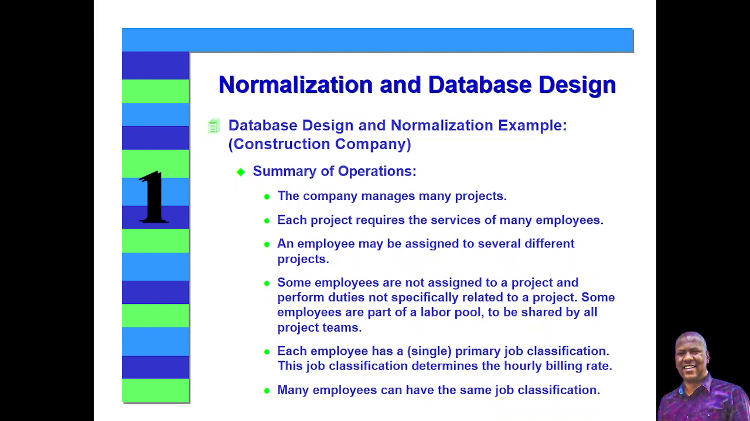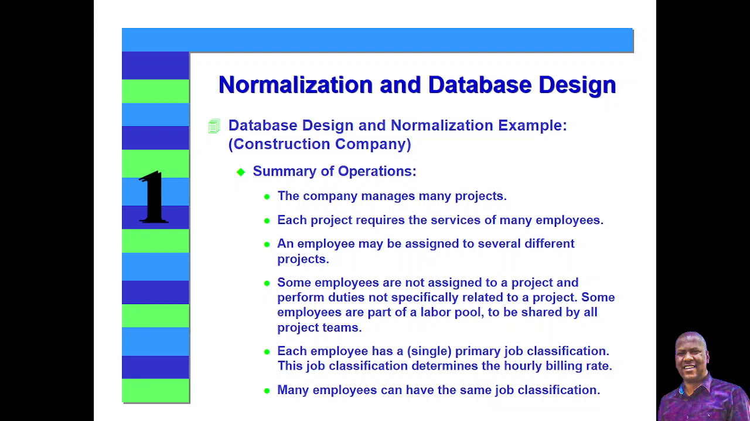The company manages many projects. Each project requires the services of many employees. Sorry, an employee must be assigned to several different projects. This kind of scenario enables us to understand how relationships are actually implemented in the different entities, and the kind of attributes that you expect from each entity. This one also is going to help us understand the anomalies that we can engage with in the future, like the update anomalies and the delete anomalies.